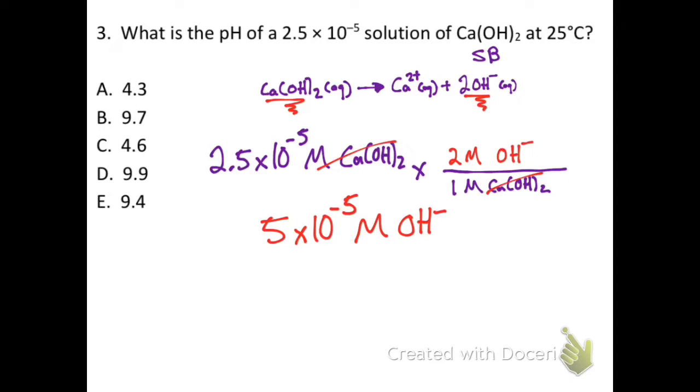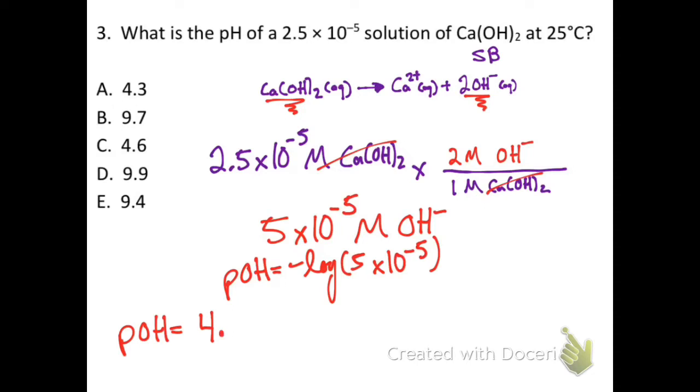Now, all we have to do is take the negative log of that, which will give us the pOH. So the pOH will be equal to the negative log of the hydroxide concentration, 5 times 10 to the negative 5th, which ends up being pOH equals 4.3.